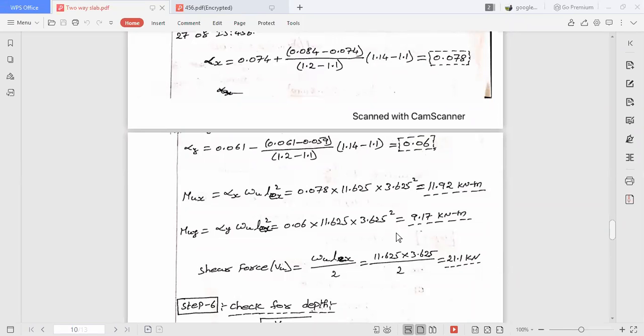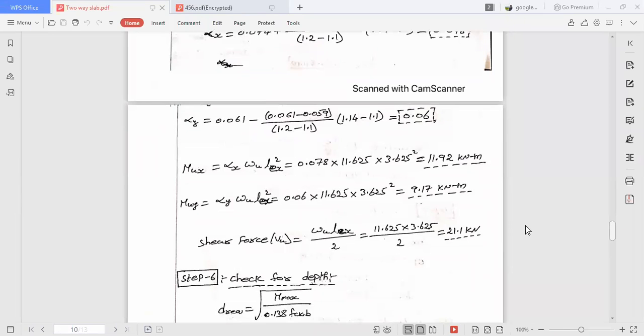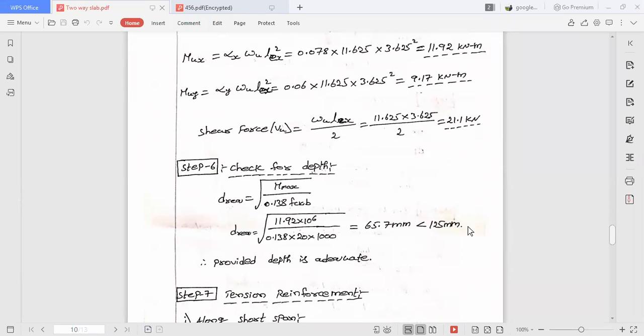Okay. Now, after knowing moment, the next step is check for depth. In the starting we selected Lx by 28, which is 125 mm, right? Now that is just an assumed dimension. We don't know whether it is safe or unsafe. So we have to check whether it is safe or unsafe.